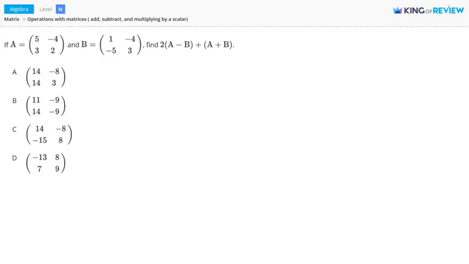In this problem, we're asked to find 2(A − B) + (A + B), and we're given these two matrices here.